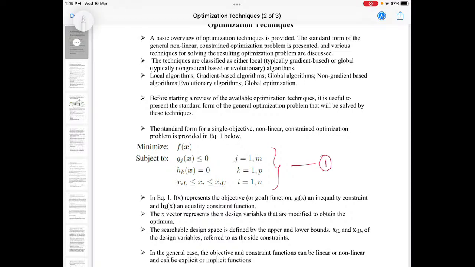In the general case, the objective and constraint functions can be linear or non-linear and can be explicit or implicit functions. So here, in the general case, the objective means the objective function, and the constraint function can be linear and it can also be non-linear, and can be explicit or implicit functions. Here, the meaning of implicit is inbuilt.